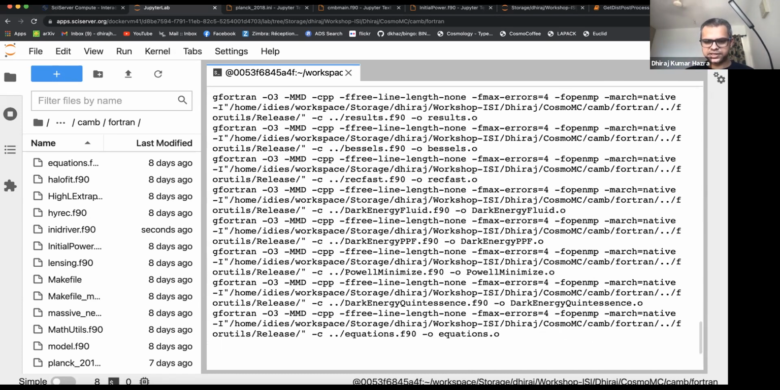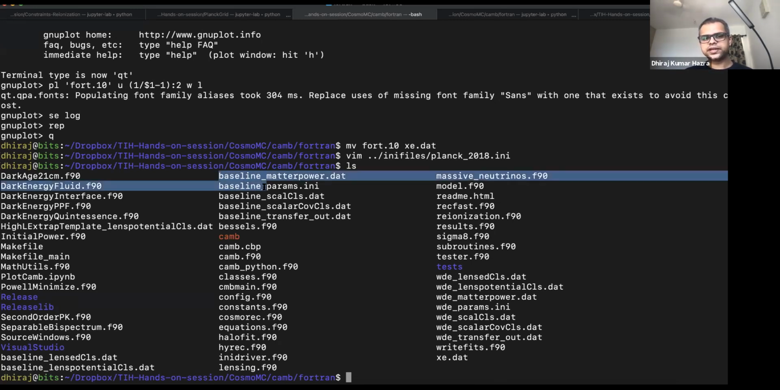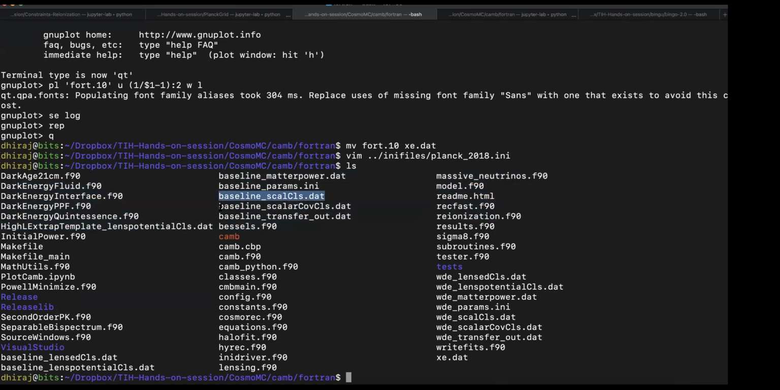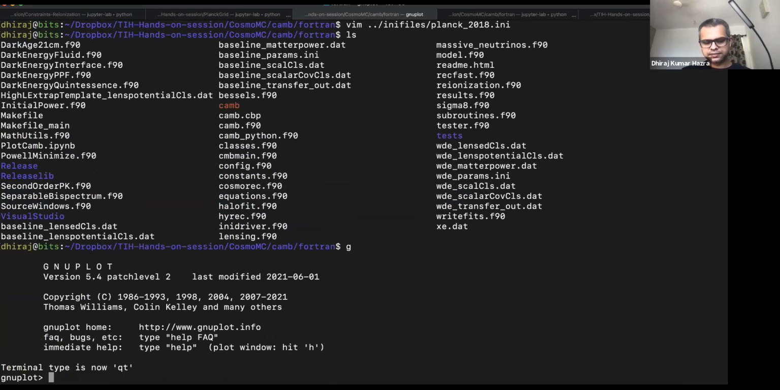Okay, while it compiles, let me just explain the things. Once you have run this, you will see according to whatever file name you have given as output root, your files will be created, your CLs will be created. As you can see, can you see my screen? Baseline matter power, baseline params, baseline scalcls.dat, all these files. Are you able to see that? Yes, sir. Baseline lensed CLs. Good. Let me just do it in gfortran. I'm going to show it very quickly, and then I'm going to move to the notebook.